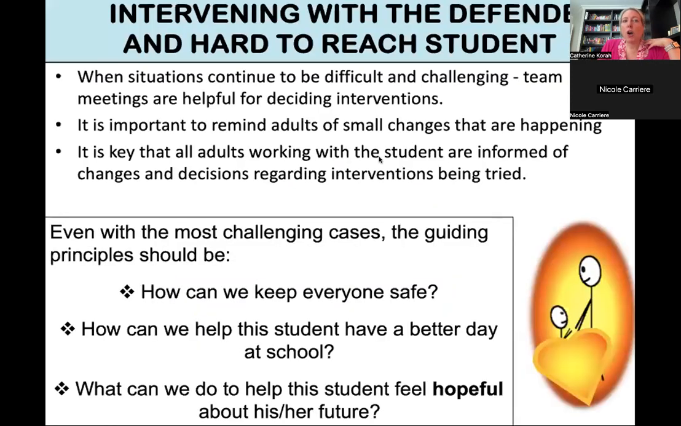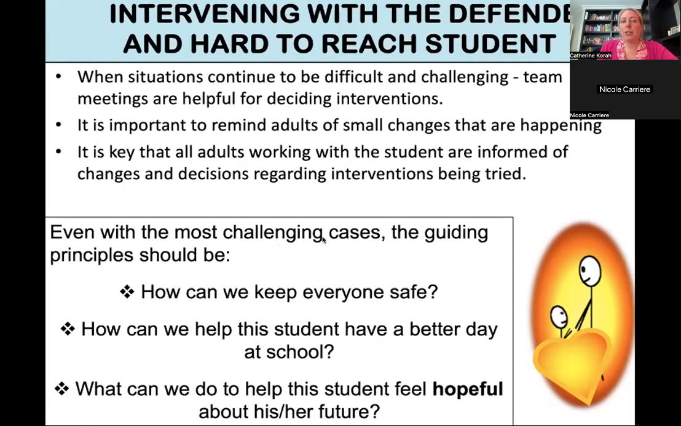And so for those hard to reach students, when situations continue to be difficult and challenging, having team meetings to discuss these cases can be helpful in order to decide what intervention to use. It's important to remind the adults that even a small change can be a success for those complex case students, and that it's key that all adults are informed of changes if needed. And I've talked about that before.